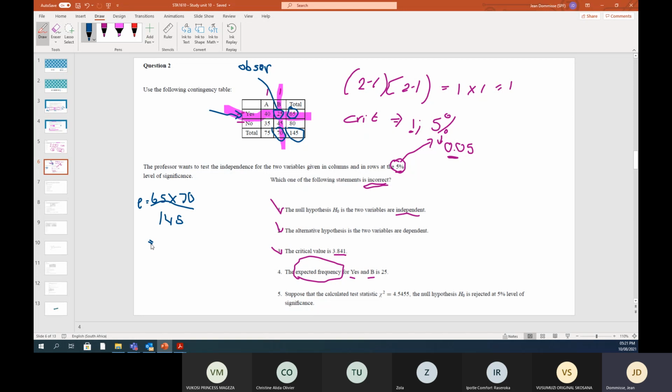So 65 times 70 divided by 145 gives us 31.38. So that is what we expected it to be. What was observed was 25. So obviously there's a difference, but the expected frequency should have been the 31.38. Because that one is wrong, we assume now that option 5 is correct.